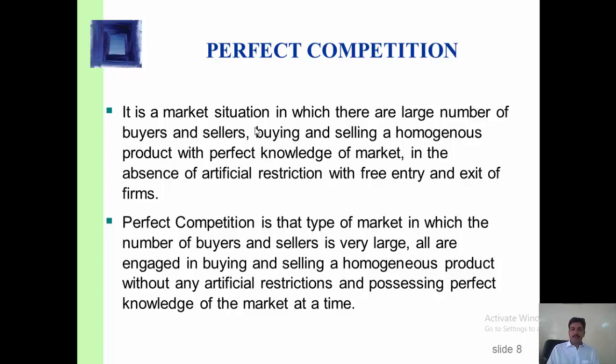Dear students, perfect competition is an extreme type of competition, and it is a market situation in which we see a large number of buyers and sellers, and they deal in a homogeneous product. Both the buyers and sellers have perfect knowledge of the market. There are no artificial restrictions, and the firms are allowed to enter or exit the market. This means that it is an extreme type of competition.